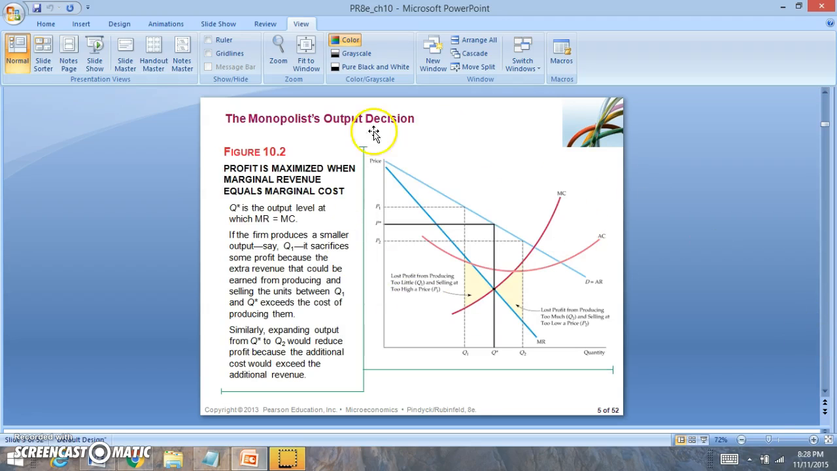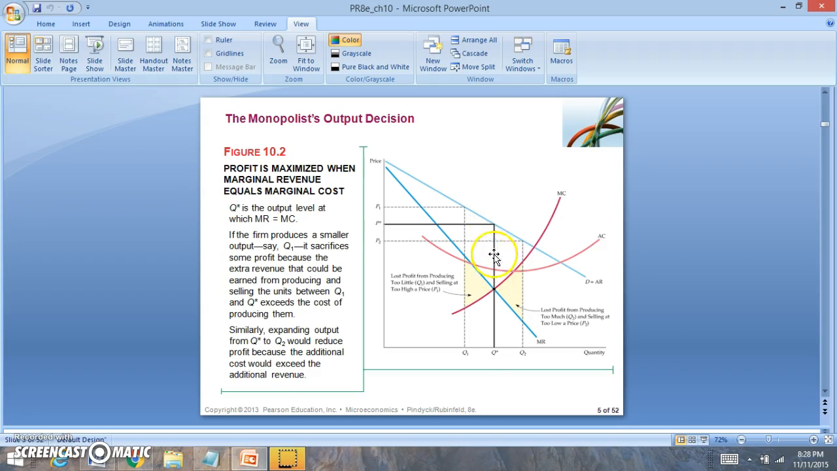When we look at these graphs, it's very important to look at where marginal cost equals marginal revenue right here. This is the output level that the firm will be operating at, and this is the price that will be charged. When you look at this graph, you'll notice that this is the price that will be charged because that's where it hits the demand curve at the profit maximizing point, and this right here is the cost of the firm.